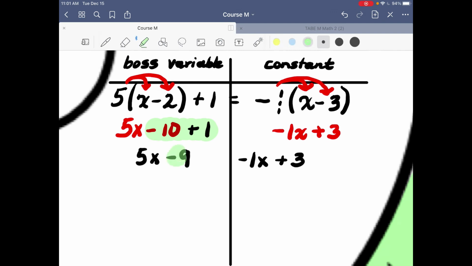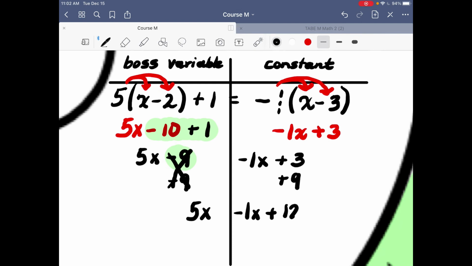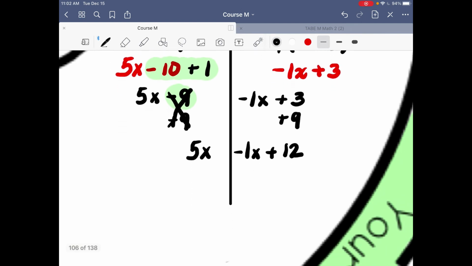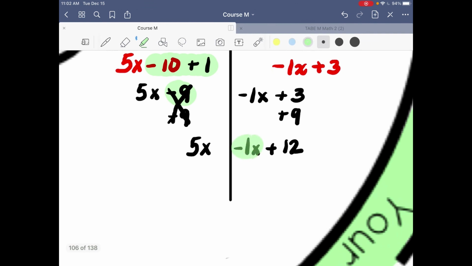Then I'm going to move that negative 9. I want it to go to the constant side. So add 9, cancel and copy. And then I'm going to move that negative 1x over there with the boss. So we're going to add 1x to both sides. Cancel, copy.